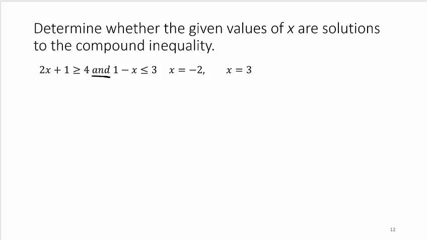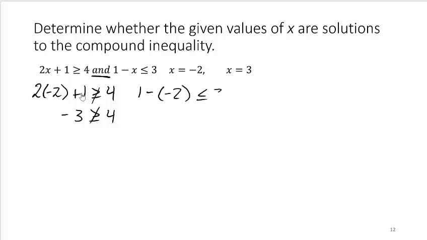Well, how would you check any solution? You just take the value of x and put it into the equation and see if you get a true statement. So 2 times negative 2 plus 1 greater than or equal to 4. I want to know if that's true. So I got negative 4 plus 1, that's negative 3. Is that greater than or equal to 4? No. So right away, I know that x equal negative 2 is not a solution. I could check it in the other one if you want to. It might be true over here. So 1 plus 2 is 3. 3 is less than or equal to 3. That's true, but it's not a solution because it doesn't work in both of them. So we'd have to say x equal negative 2 is not a solution.